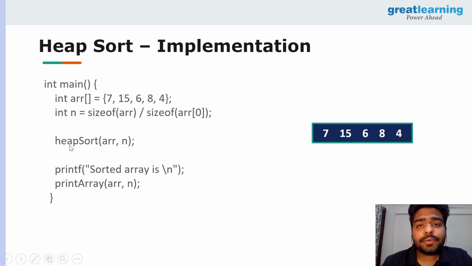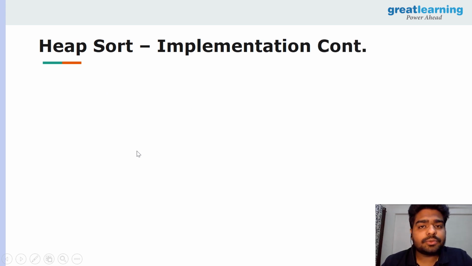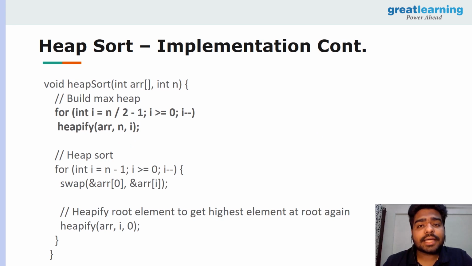Okay. Now, if we go to the HeapSort method, ARR is the array. That means all these 5 elements are coming inside this ARR parameter. And inside n, obviously 5 will come. So let's move to this HeapSort array.